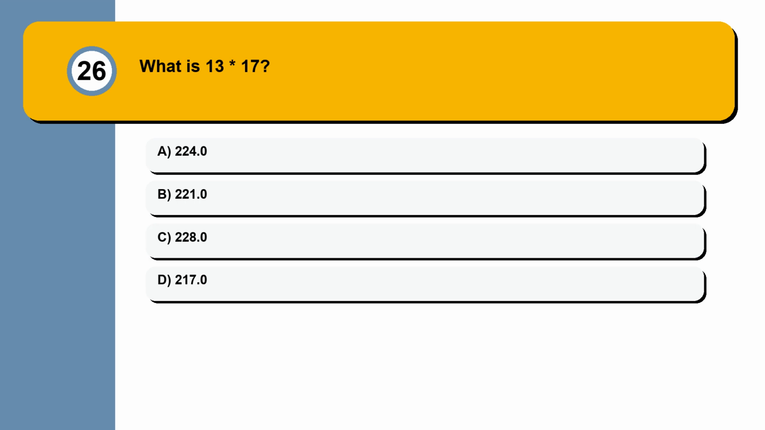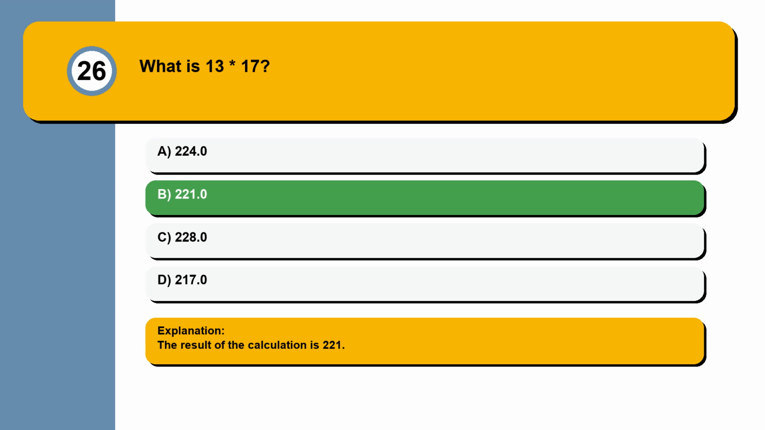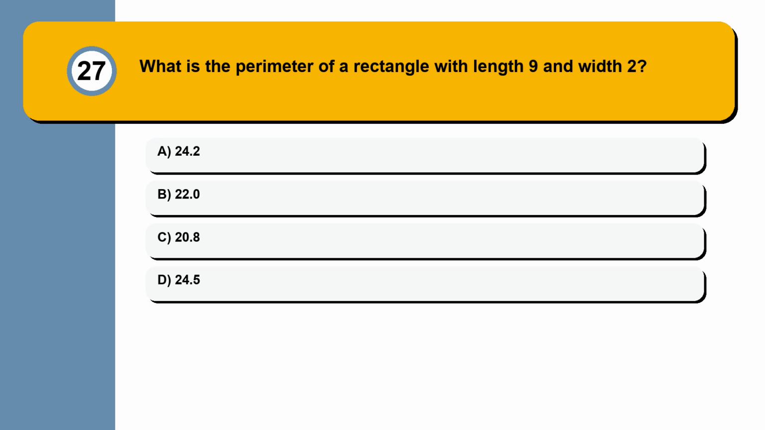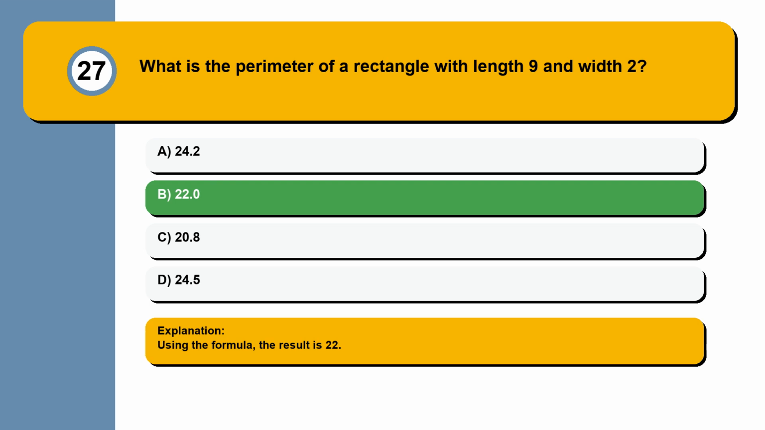Question 26. What is 13 times 17? 224.0, 221.0, 228.0, 217.0. The result of the calculation is 221. Question 27. What is the perimeter of a rectangle with length 9 and width 2? 24.2, 22.0, 20.8, 24.5. Using the formula, the result is 22.